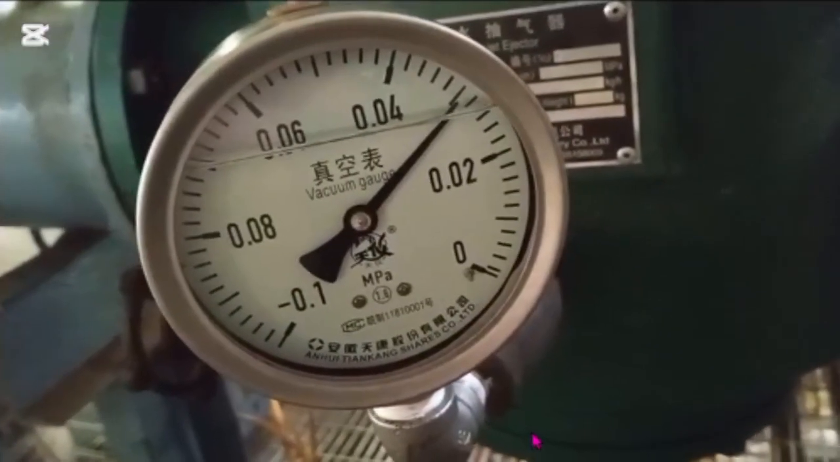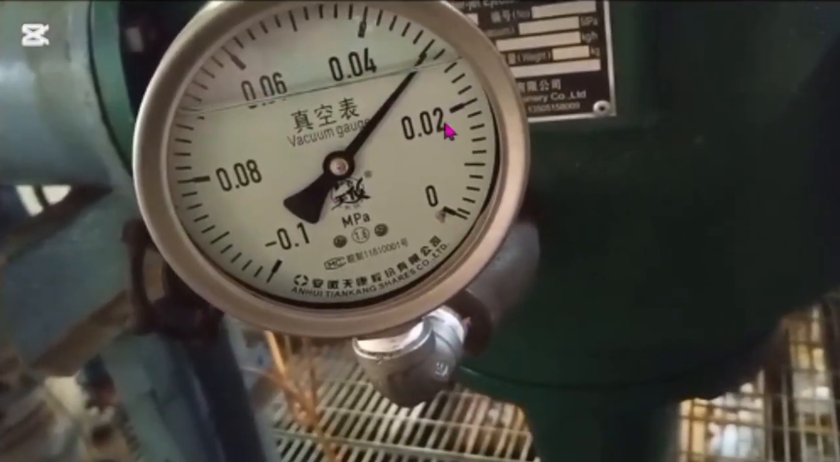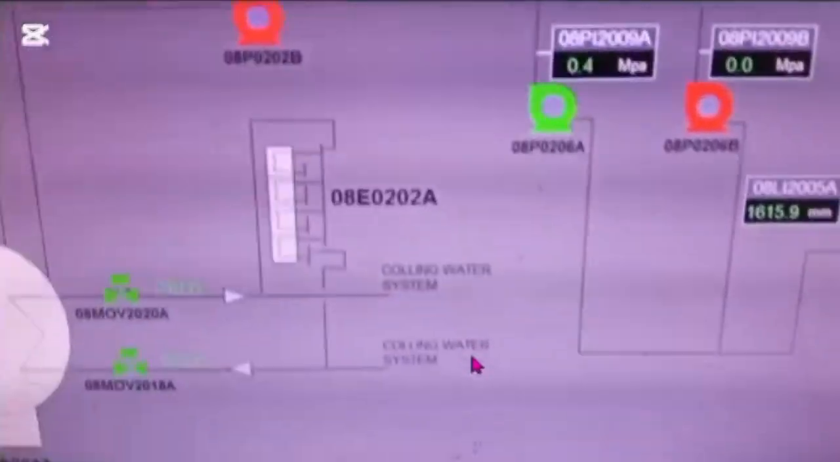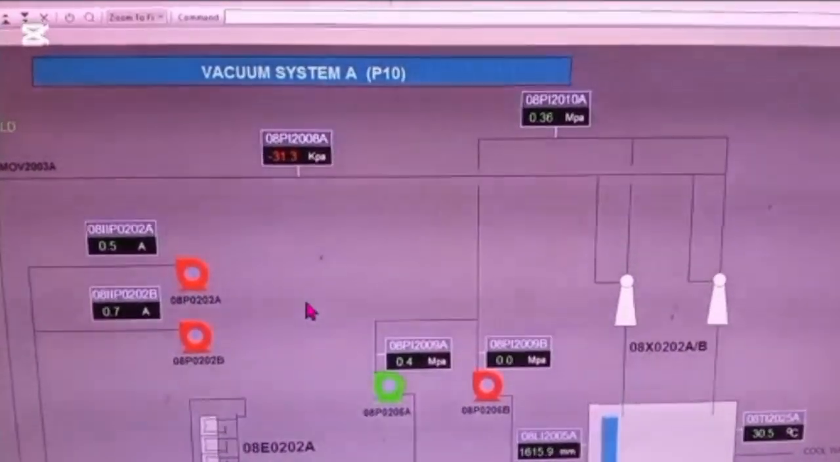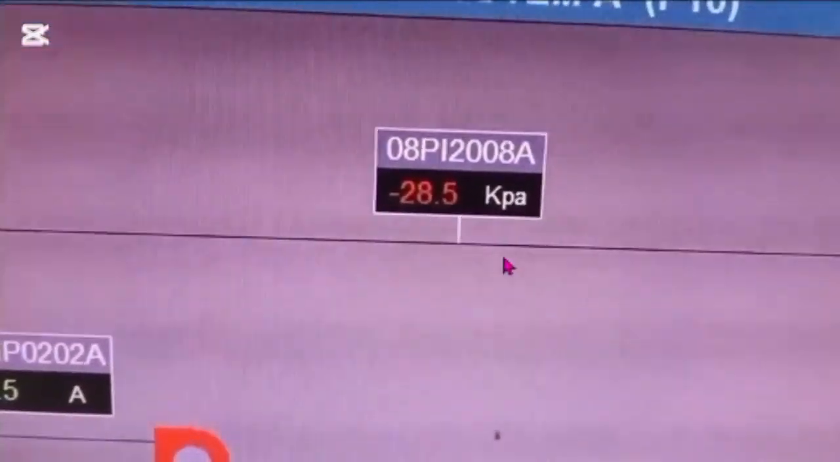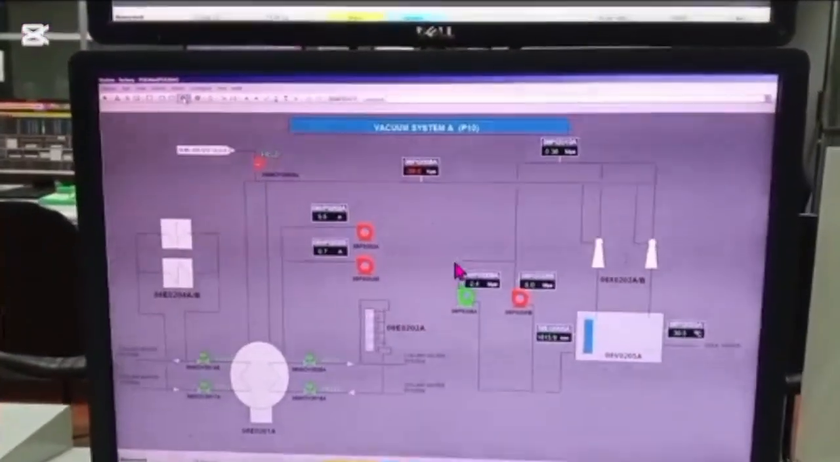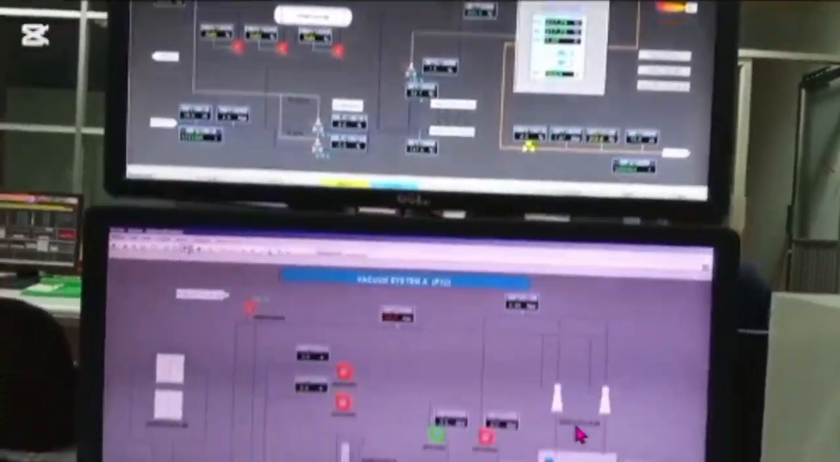After completion of the maintenance work, we ran the ejector pump. We followed the pressure here, you see 0.03 approximately. This is the suction pressure, and we also followed it from our DCS panel. This is the vacuum, minus 29, 30 kPa. This should be approximately 85 to 90 kPa. So after doing the work, we followed it from DCS and from the local transmitter also.